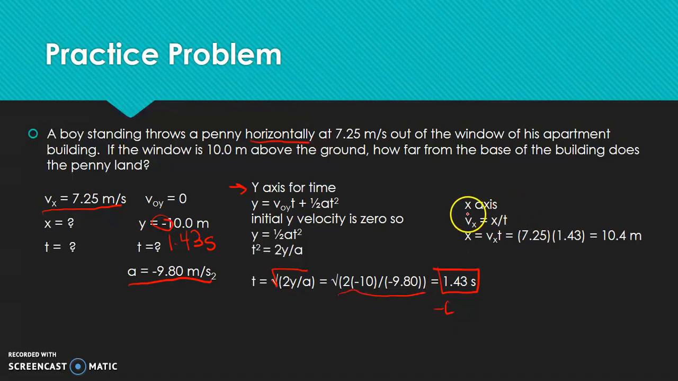All right, so now we're going to look at the x-axis. So we know that the initial velocity horizontal is 7.25 meters per second, because that's what's stated in the problem up here. And now we know time because we just calculated it for the y distance. So we're looking for how far it's going to go in the horizontal distance. So we plug in 7.25, multiply 1.43, and we should get 10.4 meters to the right. That's positive.